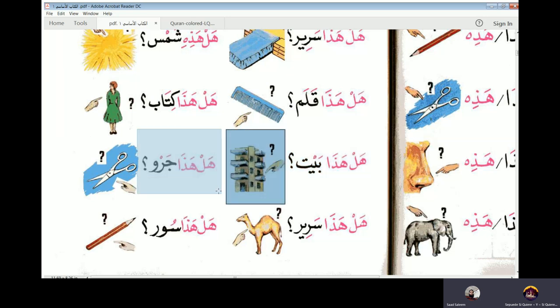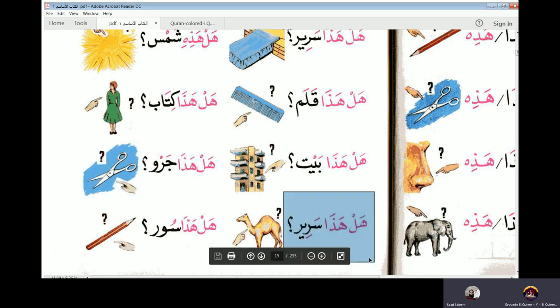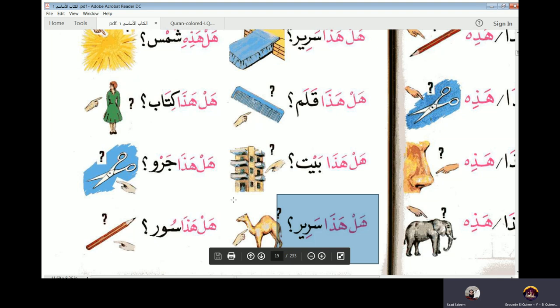هل هذا جارون؟ Is this a puppy? No, these are scissors. Hal hada sarirun? Is this a bed? La, hada jamalun. This is a camel.